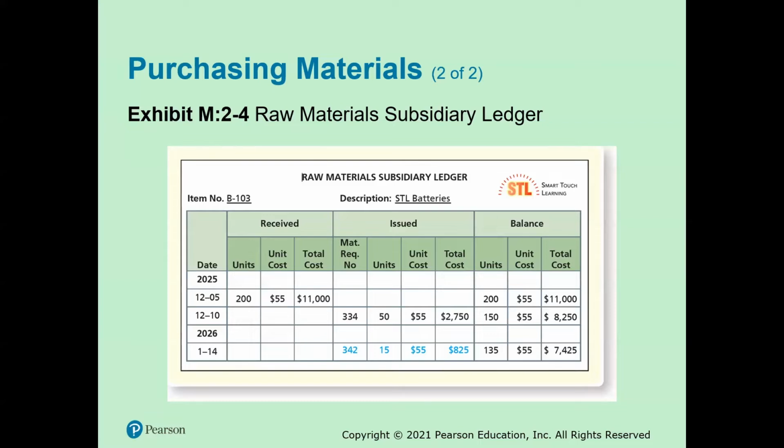A subsidiary ledger allows for better control of inventory because it helps track each type of material in production. Remember that the balance of the raw materials inventory account in the general ledger should always equal the sum of the balances in the raw materials subsidiary ledger. Here you see with this raw material subsidiary ledger, you have item number B103, and description is STL batteries.